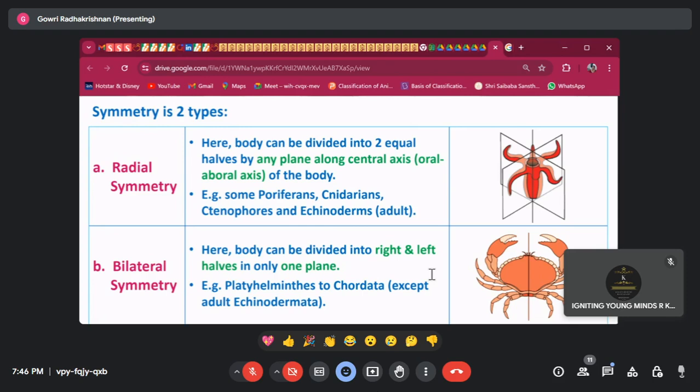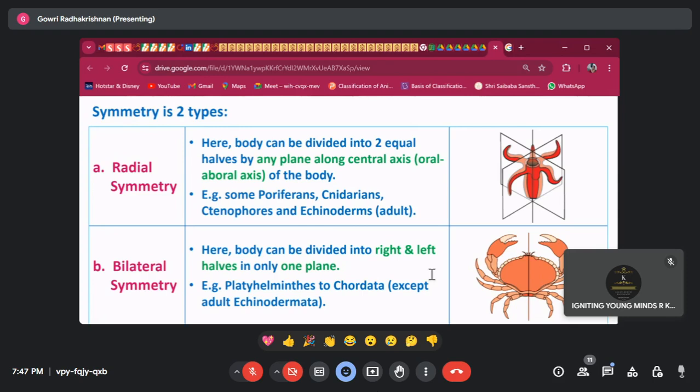Some poriferans, cnidarians, ctenophores, and echinoderms in the adult stage exhibit radial symmetry. The young, not so well developed echinoderms, exhibit bilateral symmetry, that is in the larval stage. So once they cross the larval stage and become adults, they exhibit only radial symmetry.